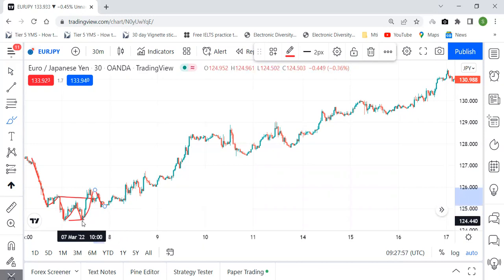So guys, unless this level is broken, we remain in an uptrend. So now let's see if this level got broken.